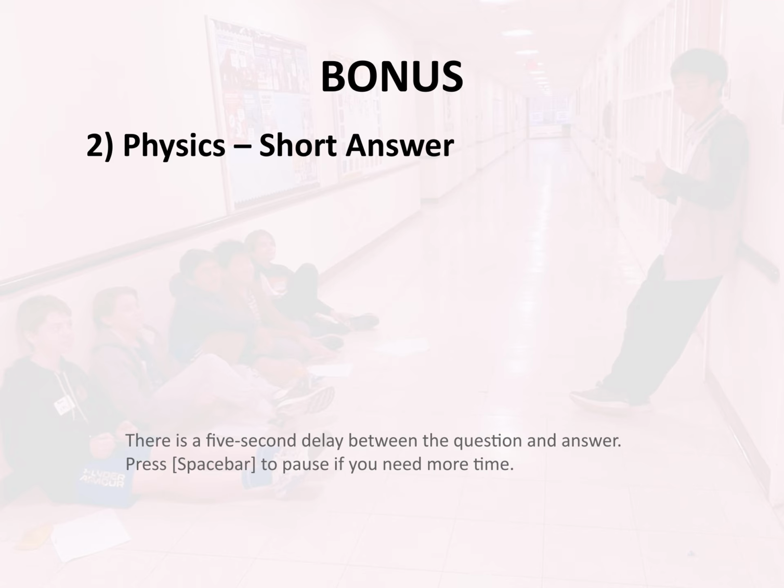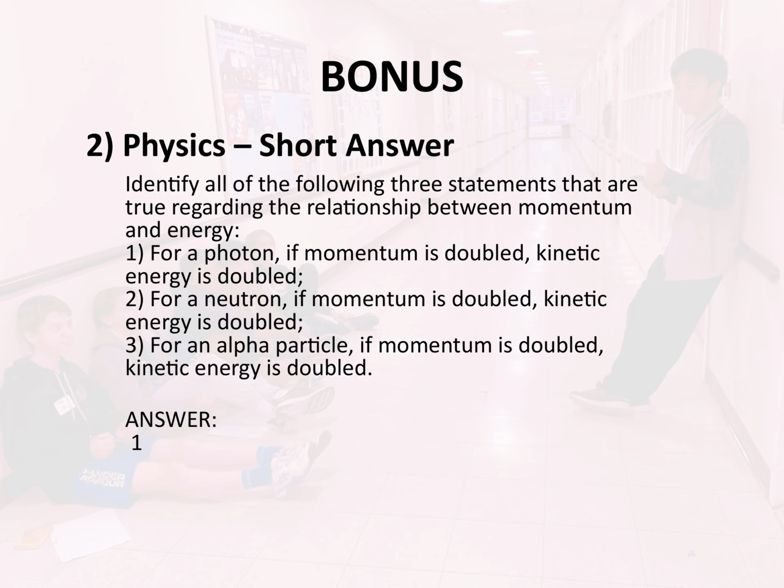Bonus 2. Physics, short answer. Identify all of the following three statements that are true regarding the relationship between momentum and energy. 1. For a photon, if momentum is doubled, kinetic energy is doubled. 2. For a neutron, if momentum is doubled, kinetic energy is doubled. 3. For an alpha particle, if momentum is doubled, kinetic energy is doubled. Answer 1.